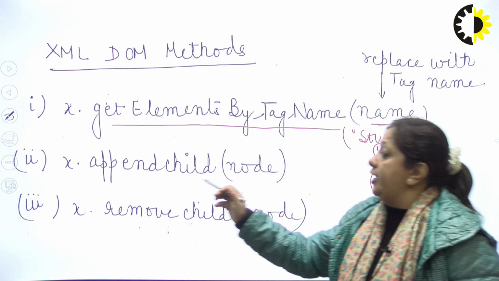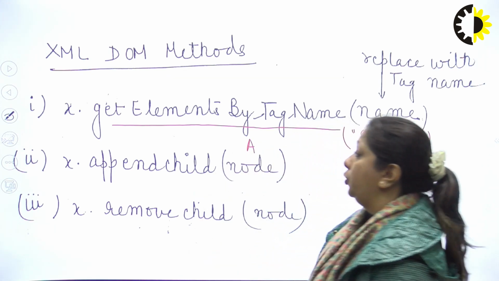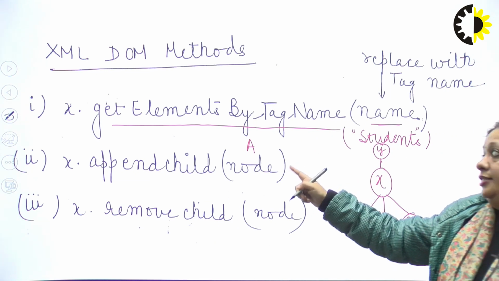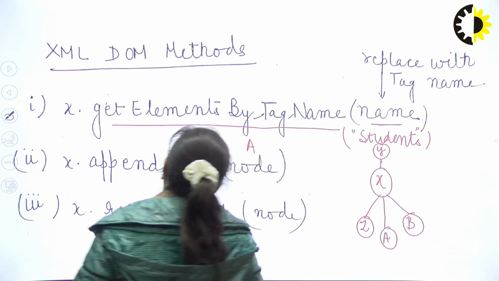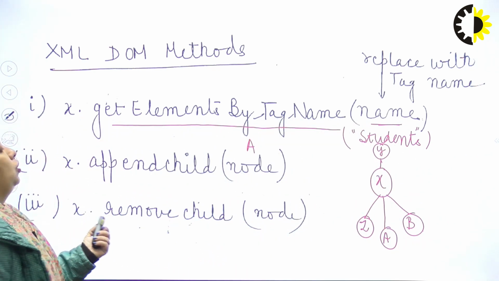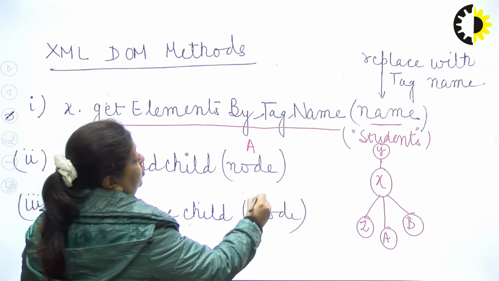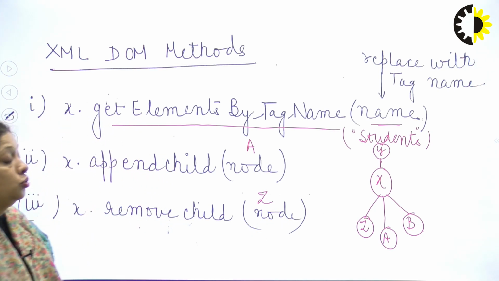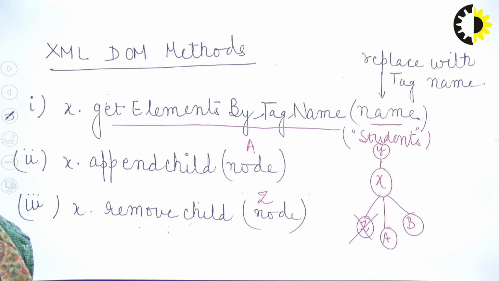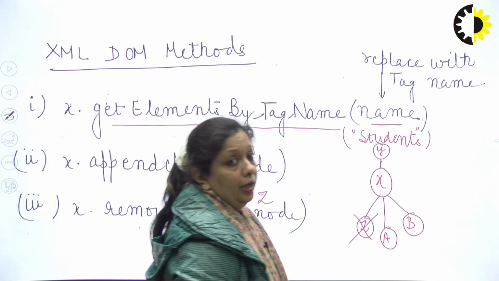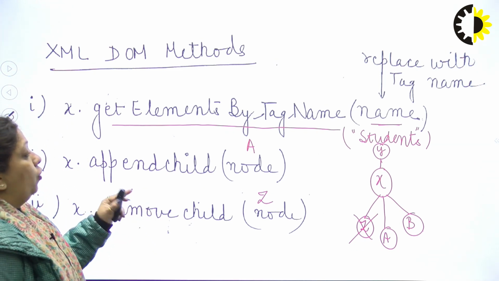So what we can use is x.appendChild(node), and in place of this node I'll write a. So it is going to append one more child node with x, that is with the name a. Now in the same way, if you want to remove any child node from the XML document, you can give x.removeChild and then the name of the child node. Suppose I want to remove z, so I can give z. So now there will be only two child nodes left here, that is a and b for this x. So this is how we can add or remove child nodes.